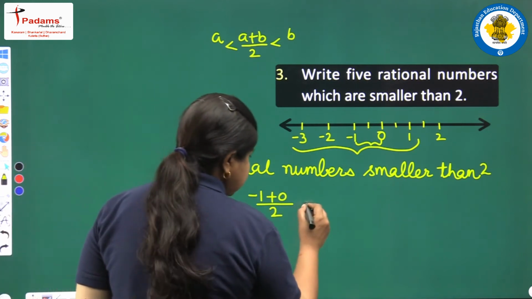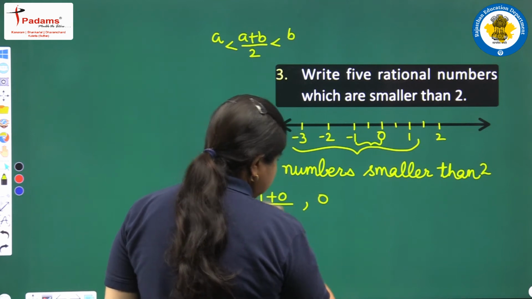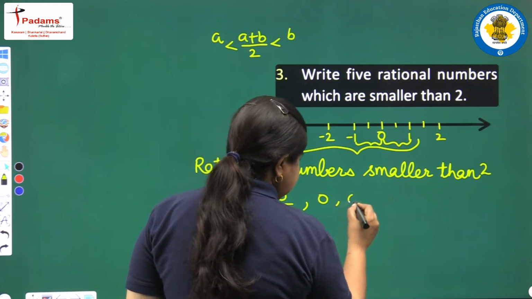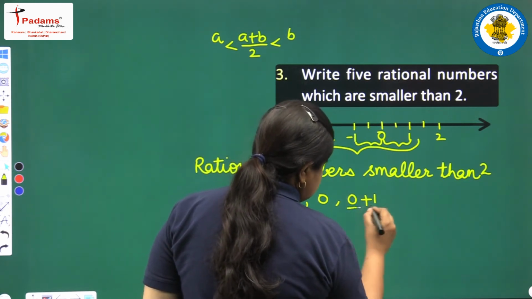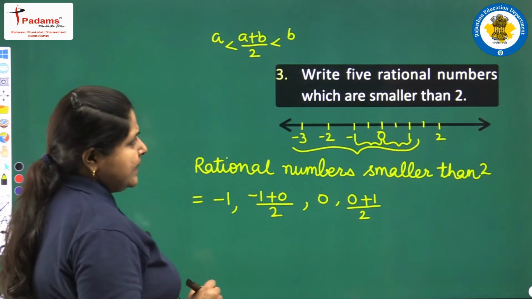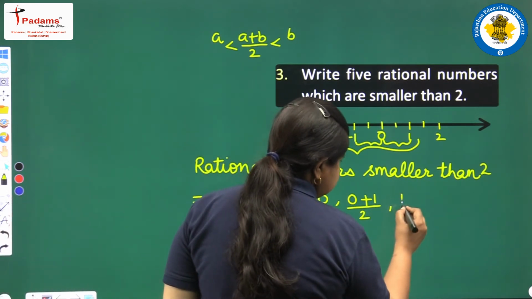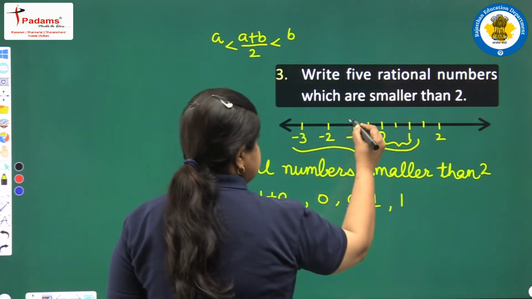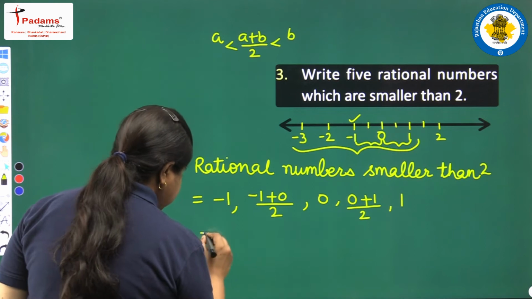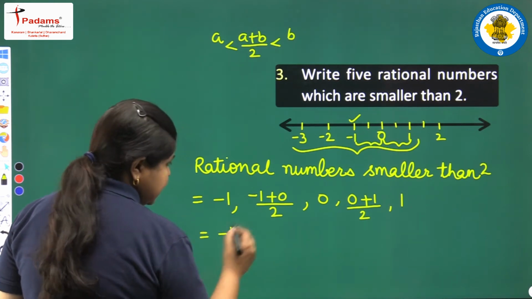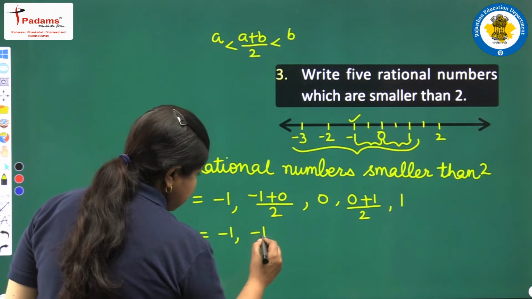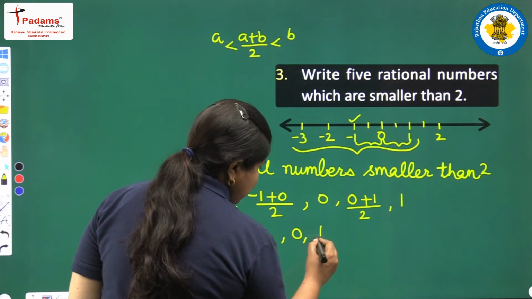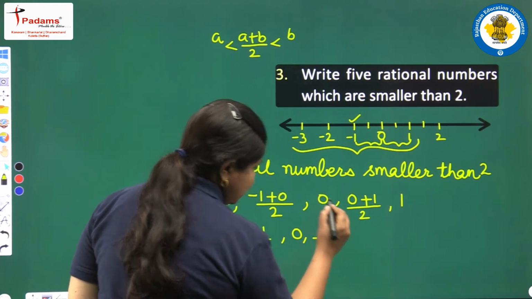Next rational number is 0 itself. Next we will take the number between 0 and 1. How will we get it? Add the two numbers and divide by 2, and then the next rational number will be 1 itself. So, which 5 numbers have we taken? Minus 1. Let us first solve it also. Minus 1. Then add the two numbers, you will get minus 1 upon 2 itself. Then 0. Then 0 plus 1 is 1 upon 2, and then 1.